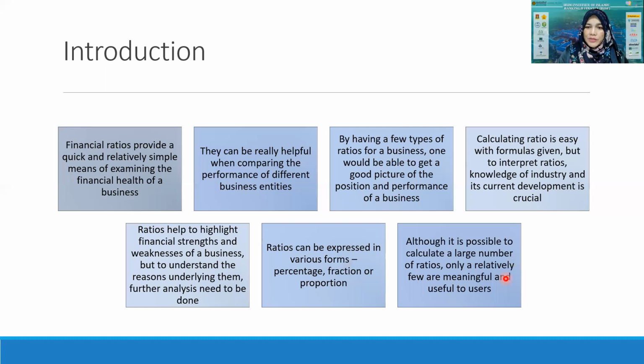Although it is possible to calculate a large number of ratios, only relatively few are meaningful and useful to users. So you have to be able to select which one is relevant to the company or industry that you are choosing.